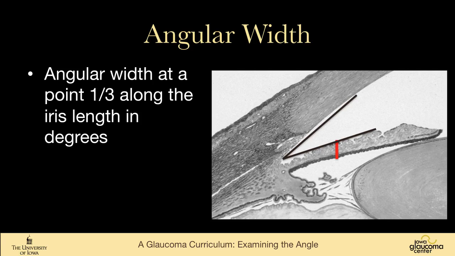So that's the first part of the Spaeth grade, a capital letter, A through E. The second is exactly like the Shaffer system. It's an angular width, but rather than giving it a grade, we just use the actual angular width. And the Spaeth system specifies that this is done a third of the way along the length of the iris. So I used my protractor in this case and found that this was 25 degrees.